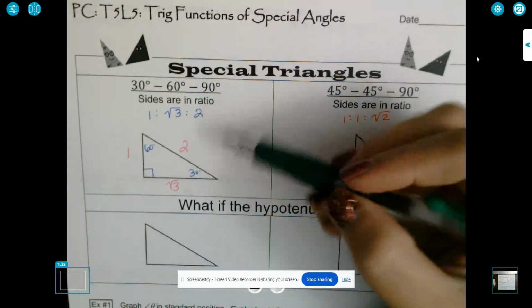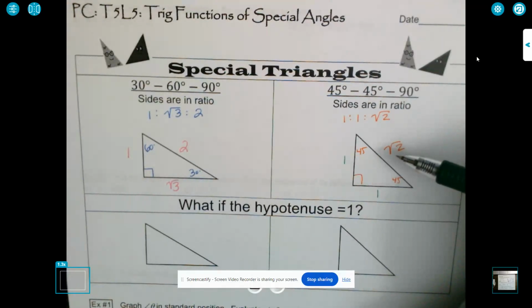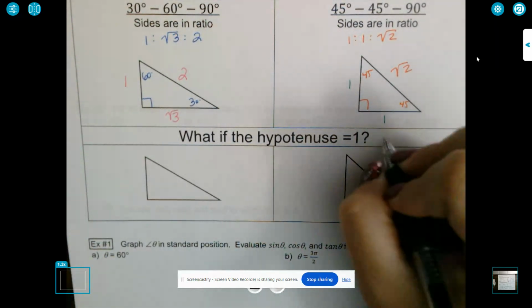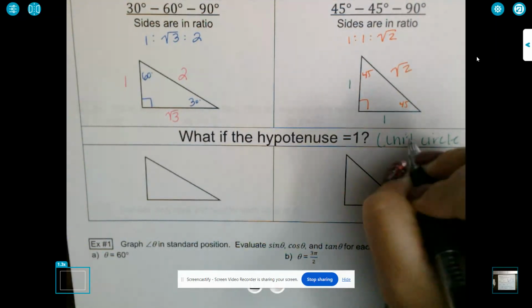Okay, so on the unit circle, this will be a radius of 2. This will be a radius of the square root of 2. All right, but we're going to relate that down here to the hypotenuse of 1, because with the hypotenuse of 1, we are in our unit circle.